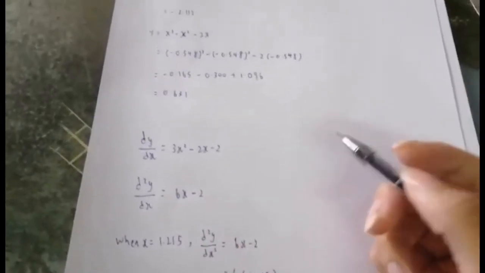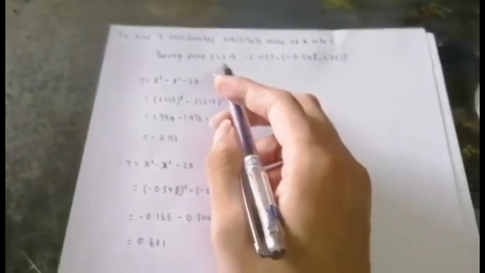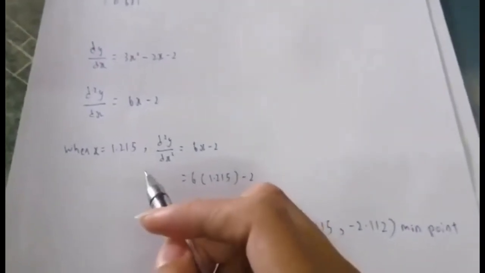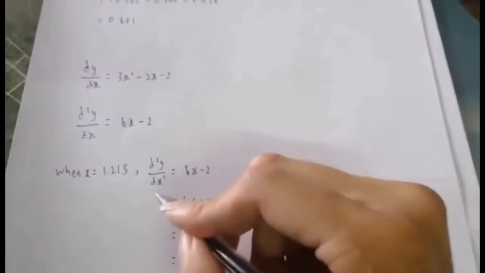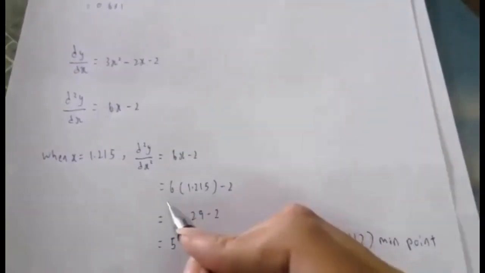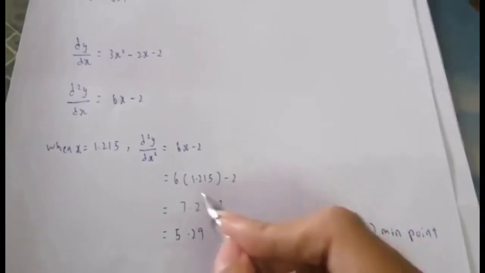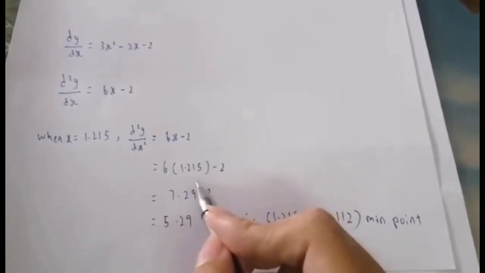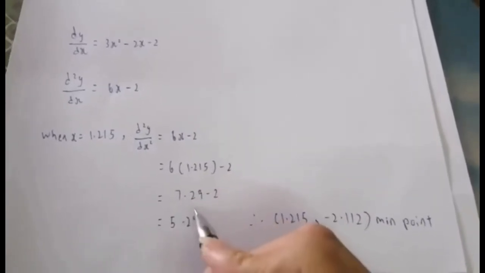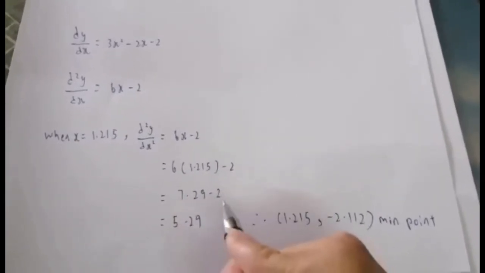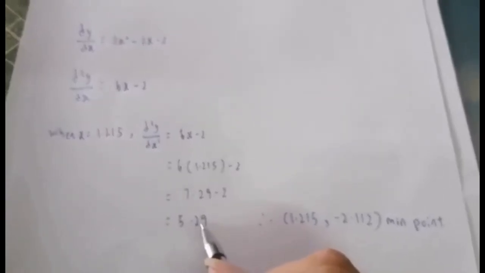And now, we substitute the value of x1, which is 1.215, into the second derivative. So when x equals 1.215, d square y over dx square equals 6x minus 2. So 6 bracket 1.215 bracket minus 2. 6 times 1.215 will become 7.29. And 7.29 minus 2 will become 5.29.